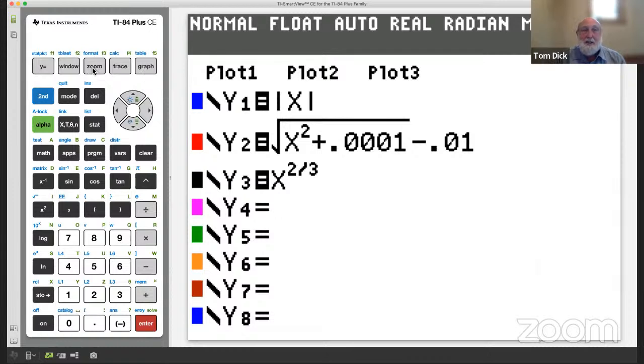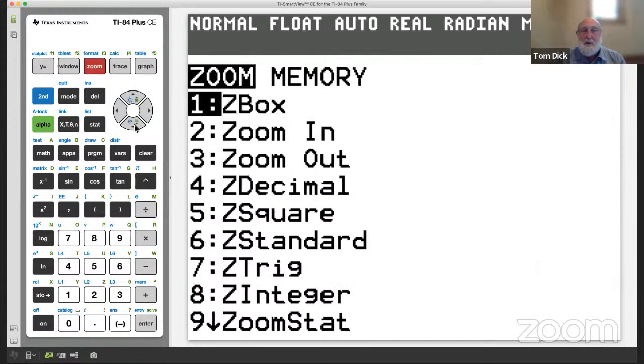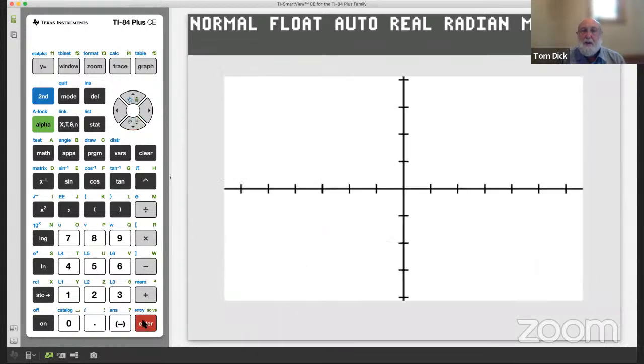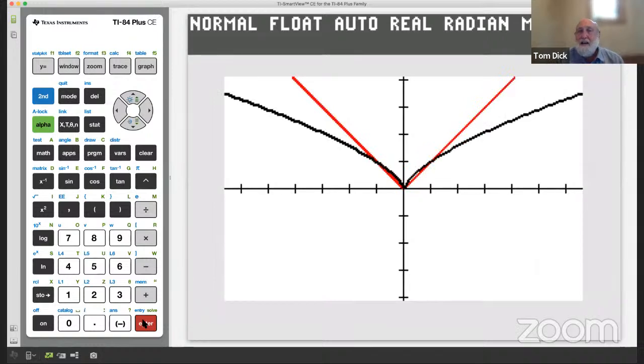So I'm going to do a zoom decimal window. That's my favorite window in calculus because it has equal scaling both in x and y, and it gives me some nice pixel values. And there's the absolute value. Well, there's the g of x, which just covers it up exactly. And now here's this y equals x to the 2/3.